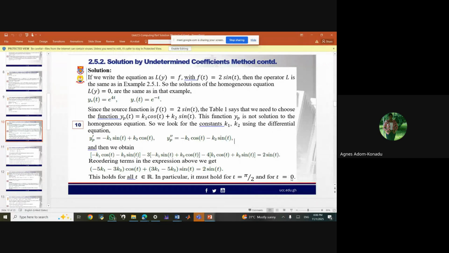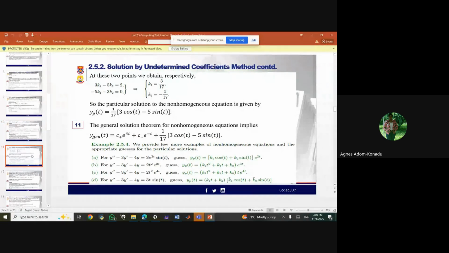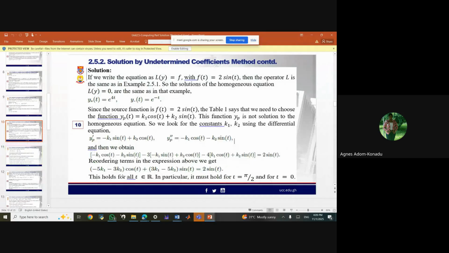And for t equal to 0, let's solve. We want to solve for this. So when t is equal to 0, what do I get for this? When t equal to 0, what will I get?